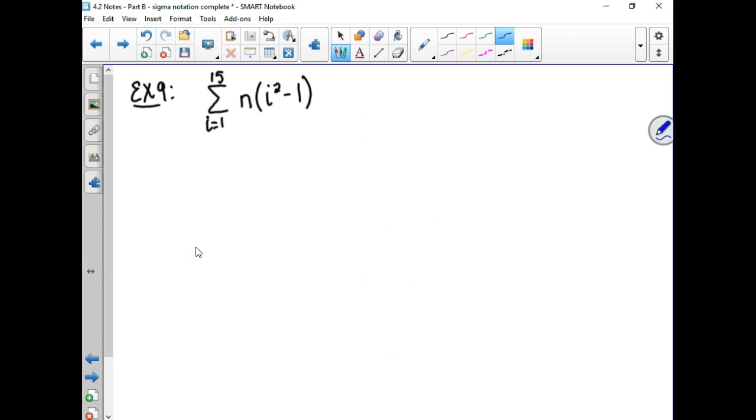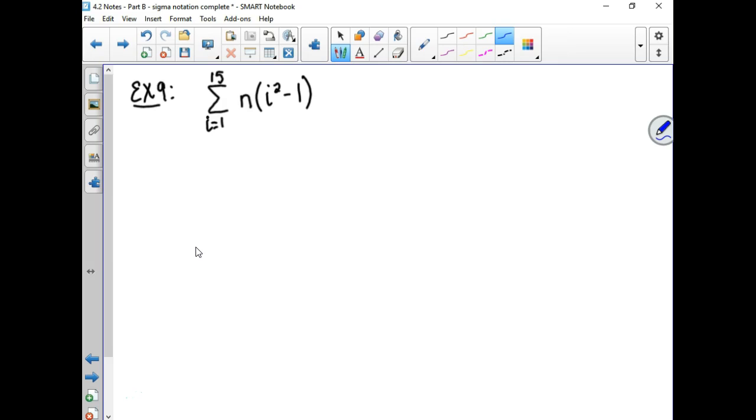Okay, here's our next one. Now this one we've got to go from 1 to 15. So that is a lot larger number that we would probably rather not have to do. We would have to do 1 squared plus 2 squared plus 3 squared plus 4 squared plus 5 squared all the way up to 15.